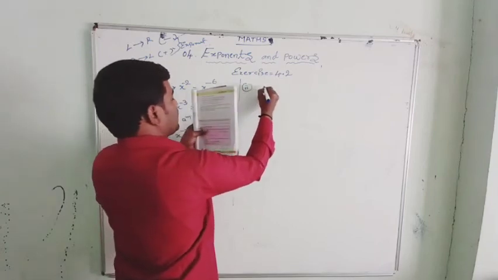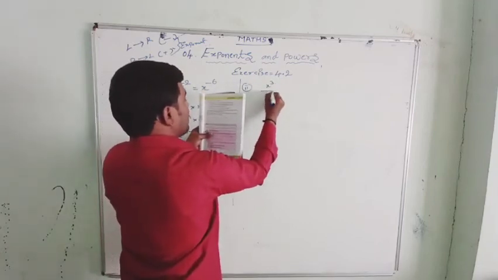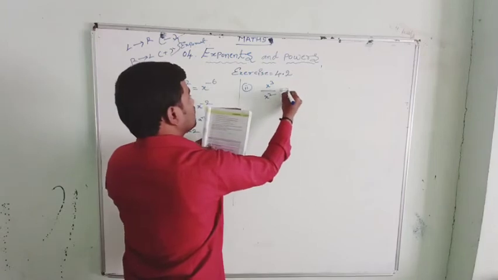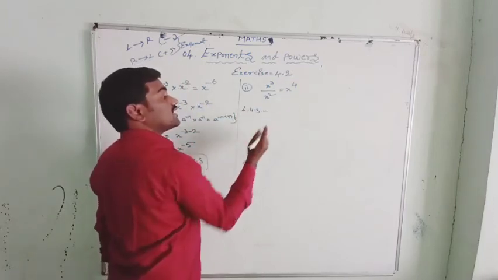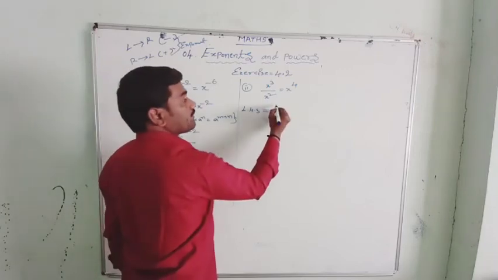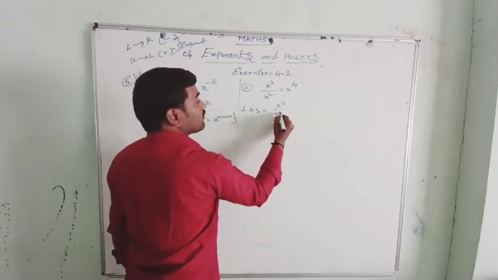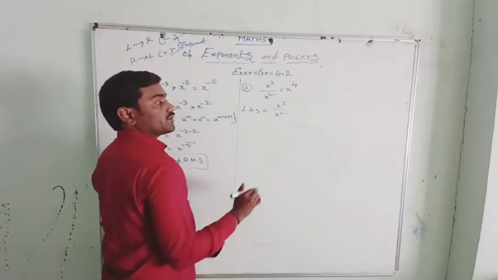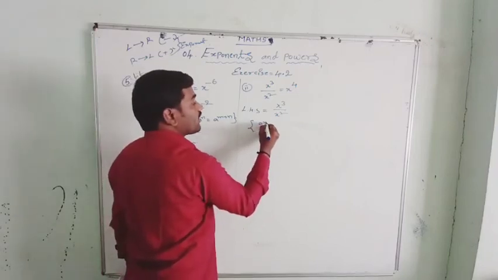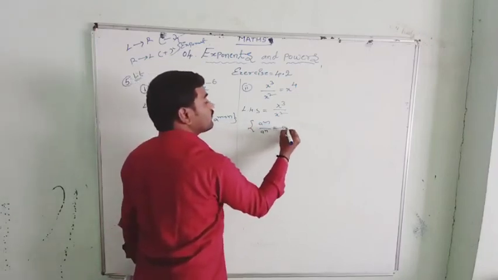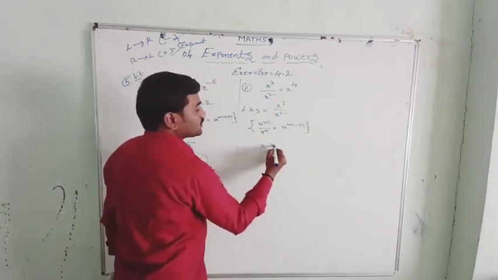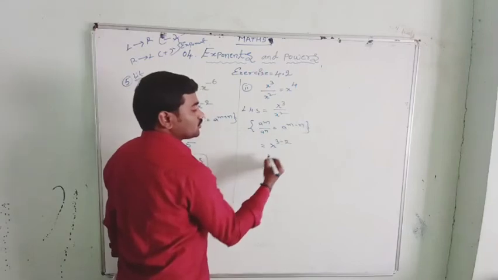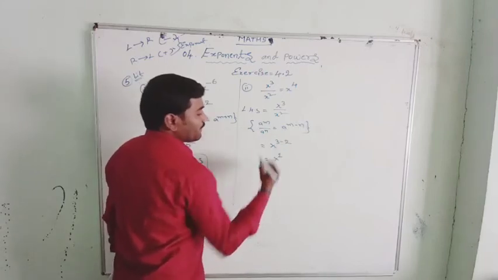Let us see the second one. x to the power of 3 by x to the power of 2 equals x to the power of 4. Let us solve the LHS and see whether we get the same as the RHS. The bases are the same, but they are dividing. a to the power of m by a to the power of n equals a to the power of m minus n. So x to the power of 3 minus 2 equals x to the power of 1.